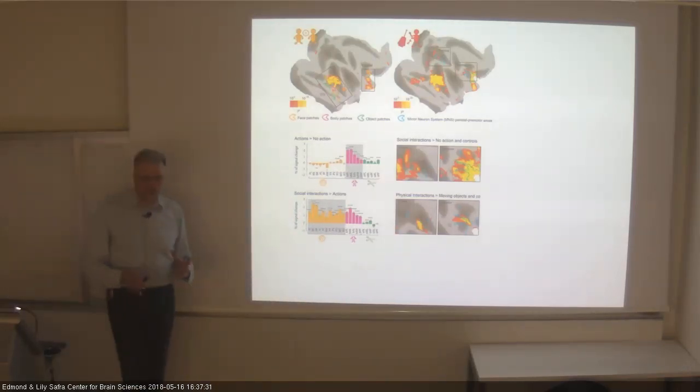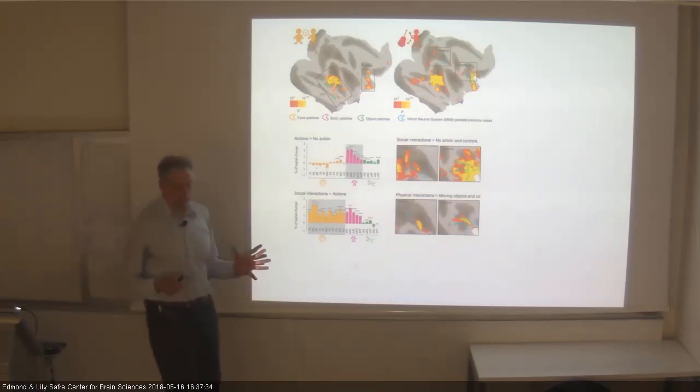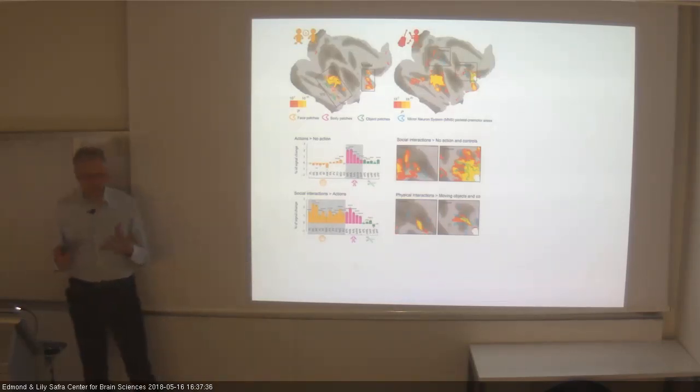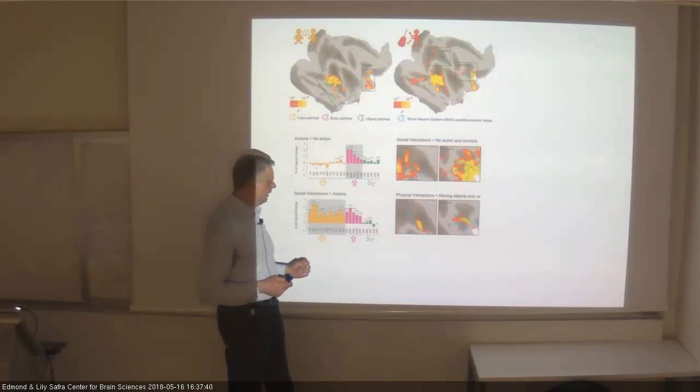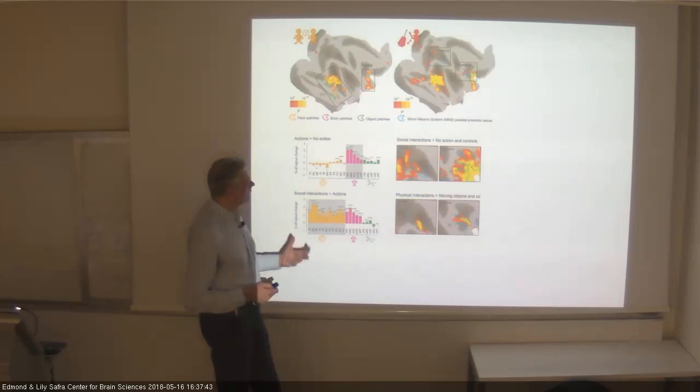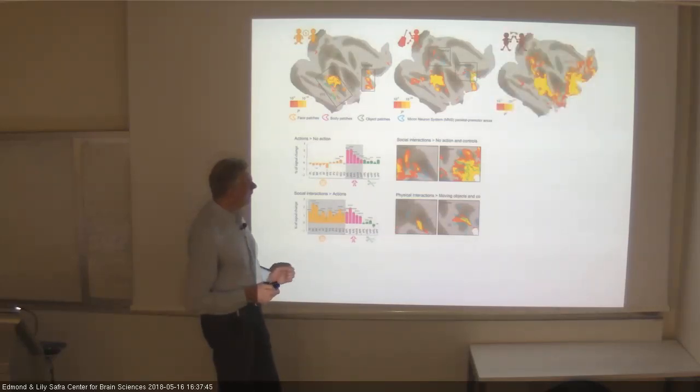This is important because there's no agent there, right? So there's no intention that you will infer when you're watching this. So we think that maybe the mirror neuron system is engaged more broadly in the inference of causality or the processing of interactions, both physical and social.